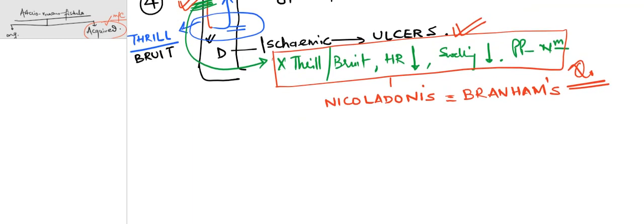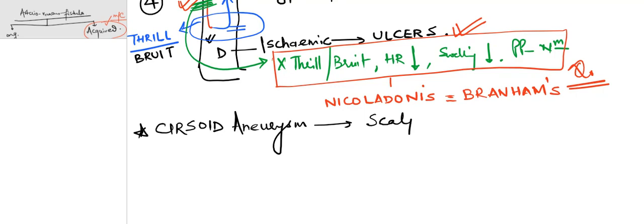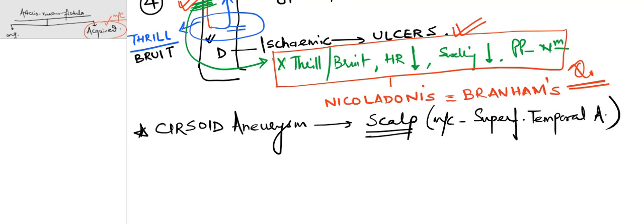Having noted this, we should also remember that there is something called a cirsoid aneurysm. It's a bonus point. There is something called a cirsoid aneurysm. It's typically present on the scalp. It's an AV malformation present in the scalp, and the most common artery involved is the superficial temporal artery. All of these are independent questions, so you should remember these two things. The superficial temporal artery is the most common artery involved.